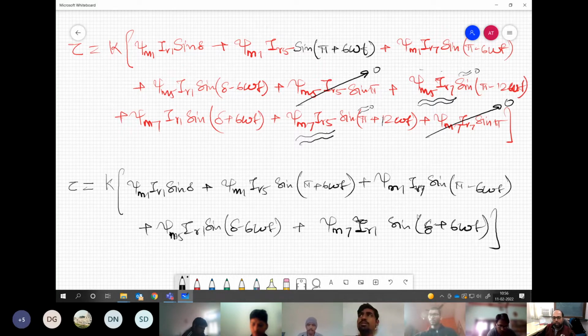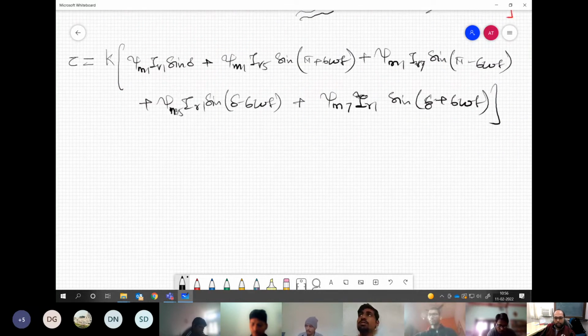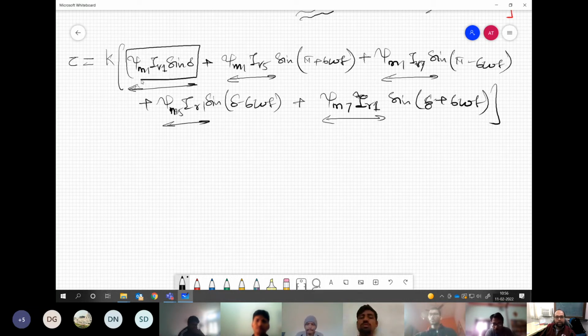This is what we are now remaining with. We have the fundamental flux interacting with the fundamental current. We have fundamental flux interacting with fifth harmonic current, fundamental flux interacting with seventh harmonic current, fifth harmonic flux interacting with fundamental current, and seventh harmonic flux interacting with fundamental current. Now, whenever two quantities of the same harmonic interact, this component is going to be DC because all these numbers are fixed. So this is our useful DC torque.